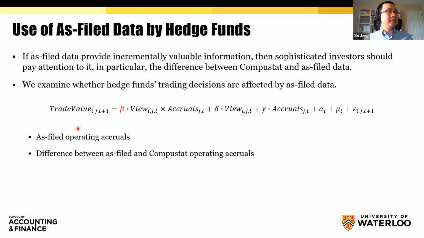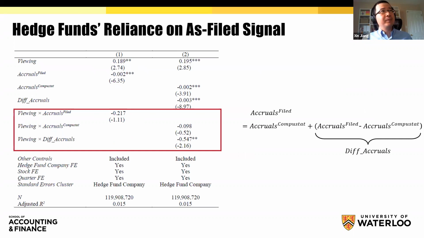In terms of the coefficient of interest in the regression, the beta here, we expect it to be significantly negative. Here is the result. We indeed find a significant association between the hedge funds' trades and XBRL operating accruals. However, in column 1, we fail to document a significant moderating effect of hedge funds viewing XBRL filings. So we take one step further by decomposing the XBRL accruals into two parts.